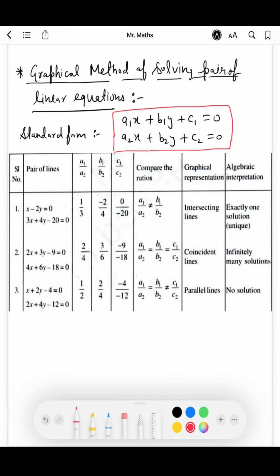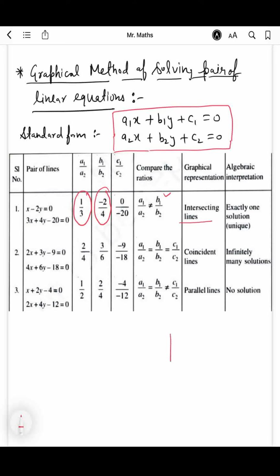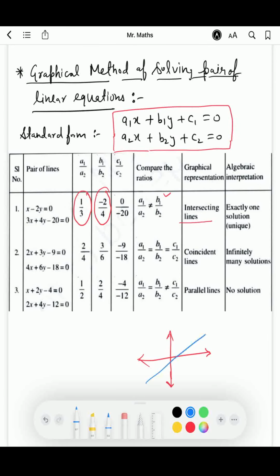What we have observed here is that a1 upon a2 is not equal to b1 upon b2. This is the sufficient condition for saying that lines will intersect. In such cases, where the ratio a1 upon a2 is not equal to the ratio b1 upon b2, we say that lines will be intersecting. And the graphical form of such equations is like this: if this is the Cartesian plane, we will have two lines like this. This is called the intersecting form. They have a common point of intersection, which gives a unique solution.